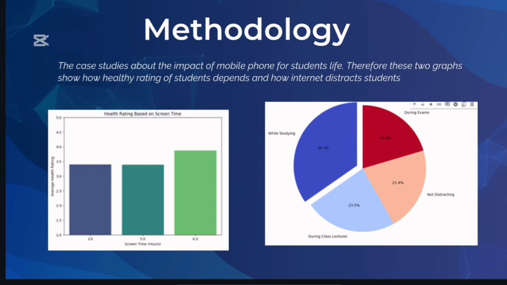And the case study is about the impact of mobile use on students' lives, and therefore the two graphs show how the health rating of students depends on it and how the internet distracts students. As we can see, first is how the health rating is defined based on the daily usage of mobile phone, and the second, how using the mobile phone distracts them from studying, exams, or not just studying at all, and during class lectures.